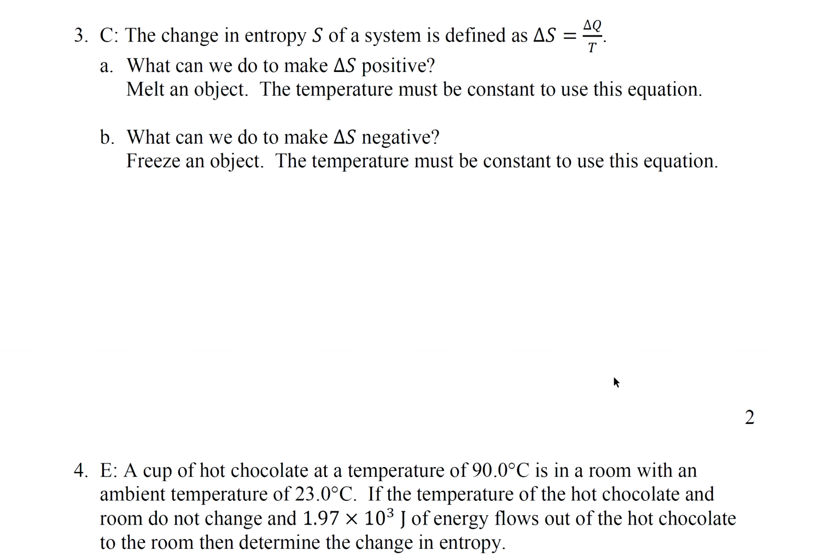Question 3. The change in entropy of a system is defined as delta S equals delta Q over delta T. What can we do to make delta S positive? Well, we could melt an object. The temperature must be constant to use this equation.